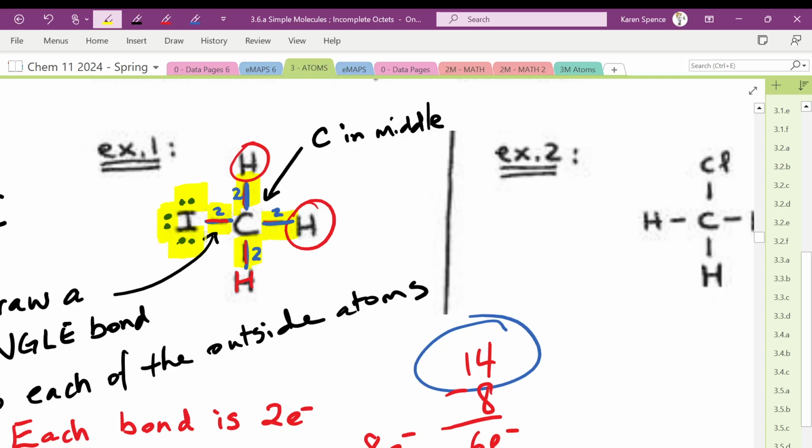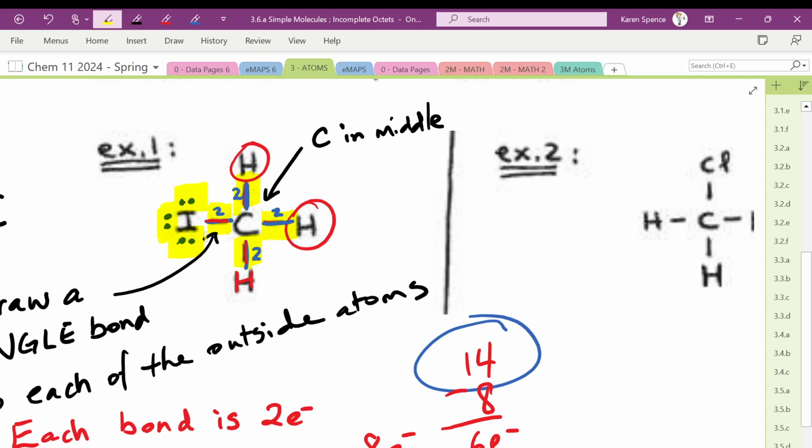Oh, guess what? You guys are not nearly as excited about this as I am. It's really exciting. We wanted to use 14 electrons, and how many have we used? 14. So we are done with this structure, and we don't need to do anything more.